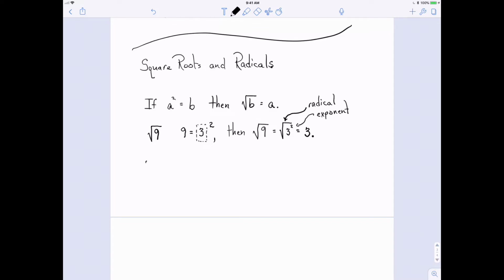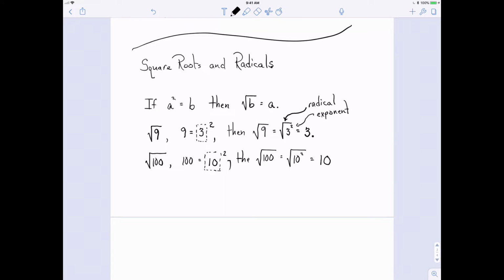For example, what if I give you the square root of 100? That's a big one. Well, what we'd think about is, can you take the number 100 and write it as some other number squared? And the answer is, if you write 100 as 10 squared, then you would say that 100 is a perfect square. So then the square root of 100 is equal to the square root of 10 squared. So now you can say that it's just 10.